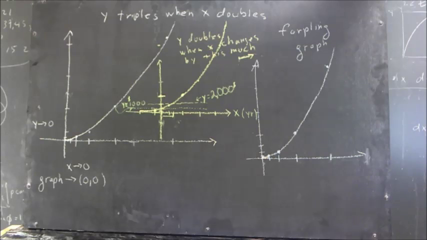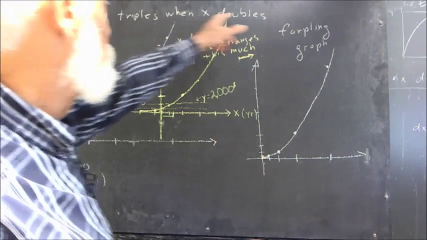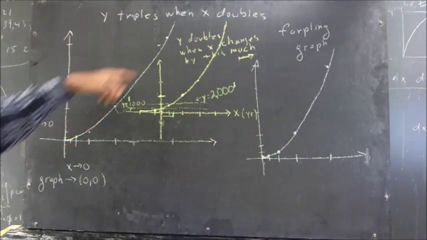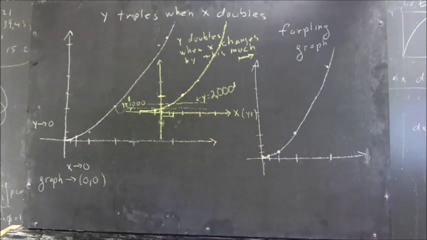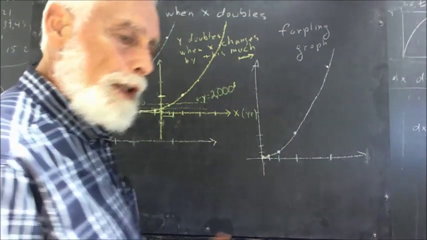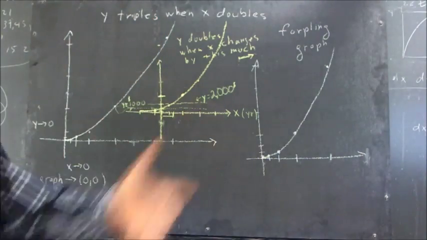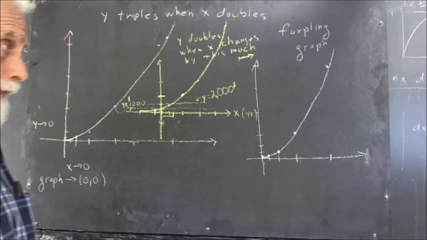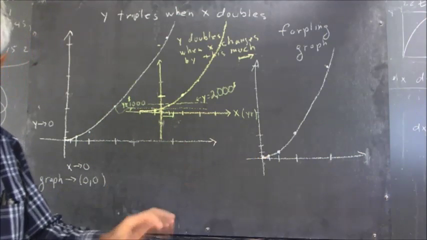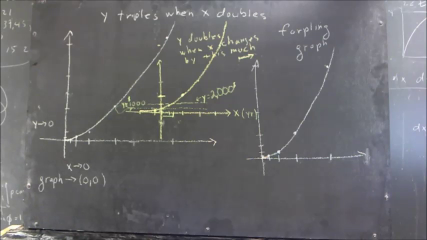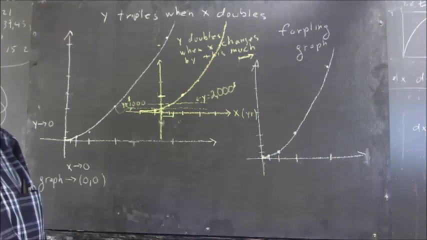Now we also constructed the graph for y triples when x doubles. That would be this graph. We did that previously in class. And then we constructed the graph where y quadruples. Y increases by a factor of 4 when x doubles. This is because some people are still a little fuzzy on that notion. I think everybody has it now. Okay, and we get the graph. Now, y increases by a factor of 4.